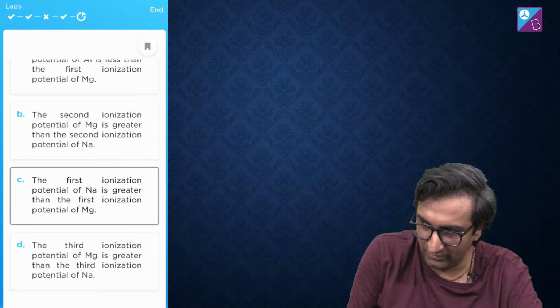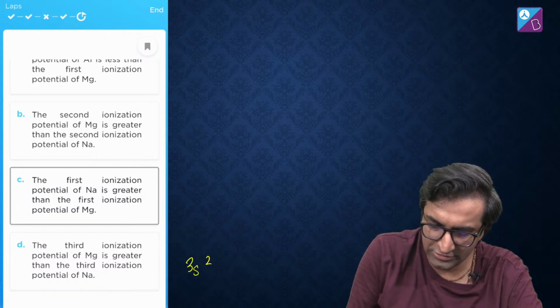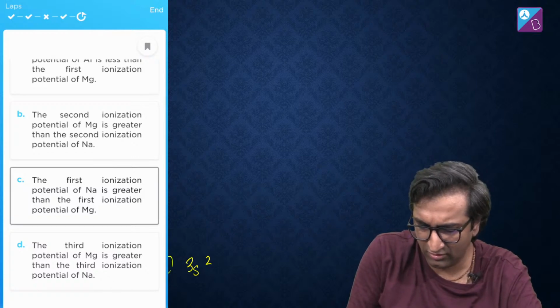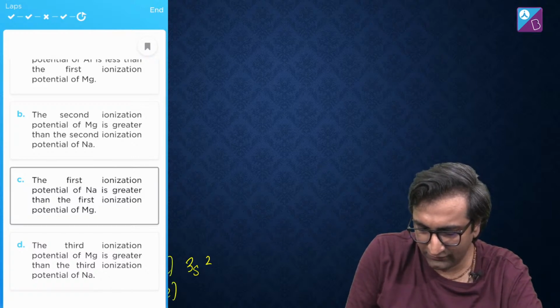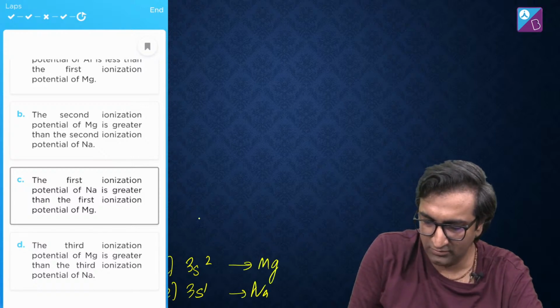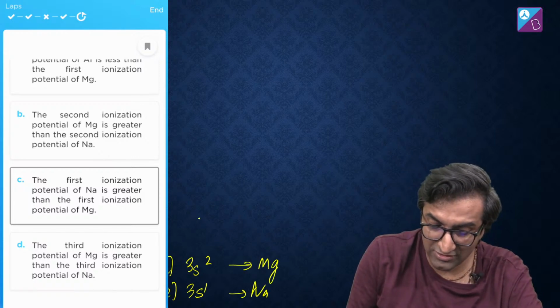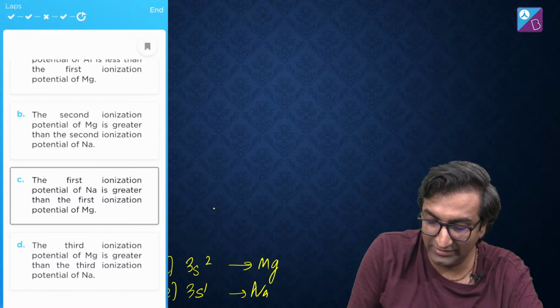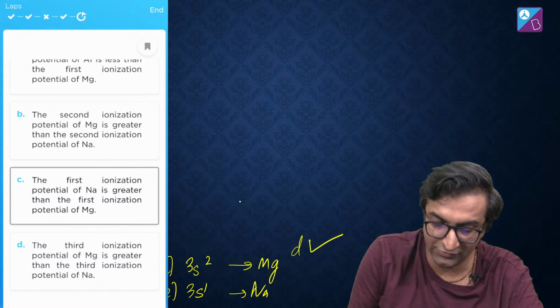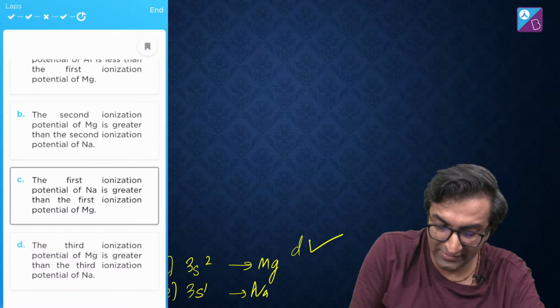What on earth is magnesium anyway? 3s2, right? What was magnesium before? Neon, argon, neon. And this is sodium. This is Na, this is Mg. Okay, now the third ionization potential of magnesium is definitely greater. So D is correct. Yeah, it's correct because why would you want to remove a third electron from it? That's not cool. First ionization of Na is greater than the first ionization.